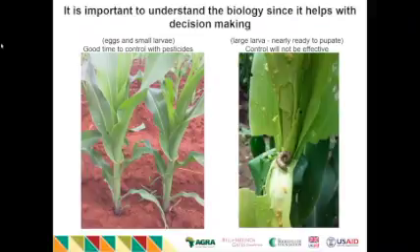And I want to come back to the egg batches. We have egg batches, and if you look carefully on this plant, on the right-hand side, we can see small damaged lesions, which were eaten by young and small larvae. This is what farmers usually see. Large larvae are nearly ready to pupate, and control will not be effective anymore. That's why it's important to understand the biology.